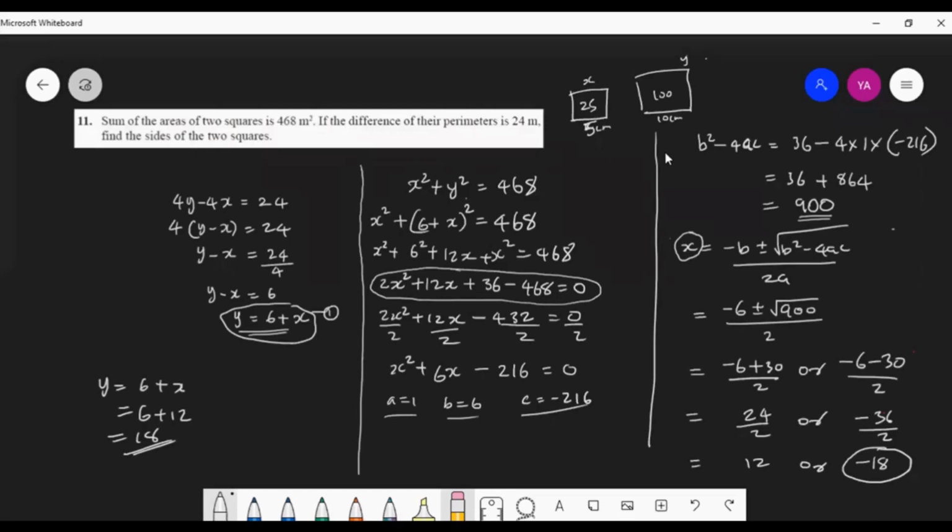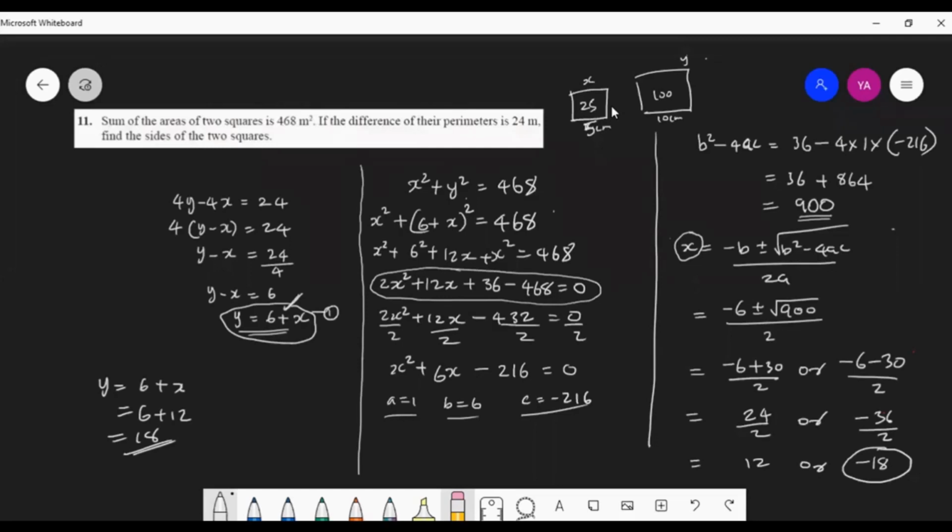Where, the second line? Yes, the middle portion. Okay, I shall explain the steps again. Look at the second step. y we have already found in terms of x by applying the second statement given: the difference of the perimeters is 24. So 4y minus 4x is equal to 24. By simplifying this, we can write y is equal to 6 plus x. This value of y we can substitute here. Why do we substitute? We want to make the equation in one variable.